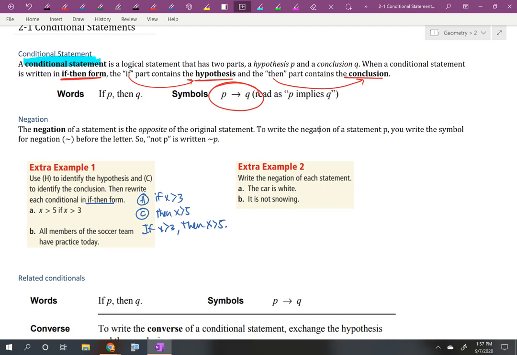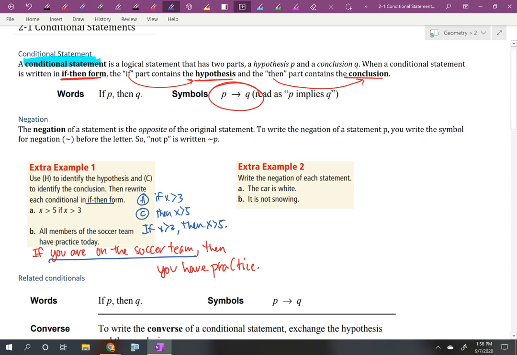All members of the soccer team have practice today, so we've got to figure out which is the if and which is the then. And you can kind of just break it in, right? Like if you have practice today, then you're on the soccer team. Or if you're on the soccer team, then you have practice. That way sounds better. So again, I would say if you are on the soccer team, then you have practice today. I'm going to get sloppy here and not finish, and that's bad manners. So hopefully you have better manners. Here we go. If you're on the soccer team, that's our hypothesis. And then you have practice today.